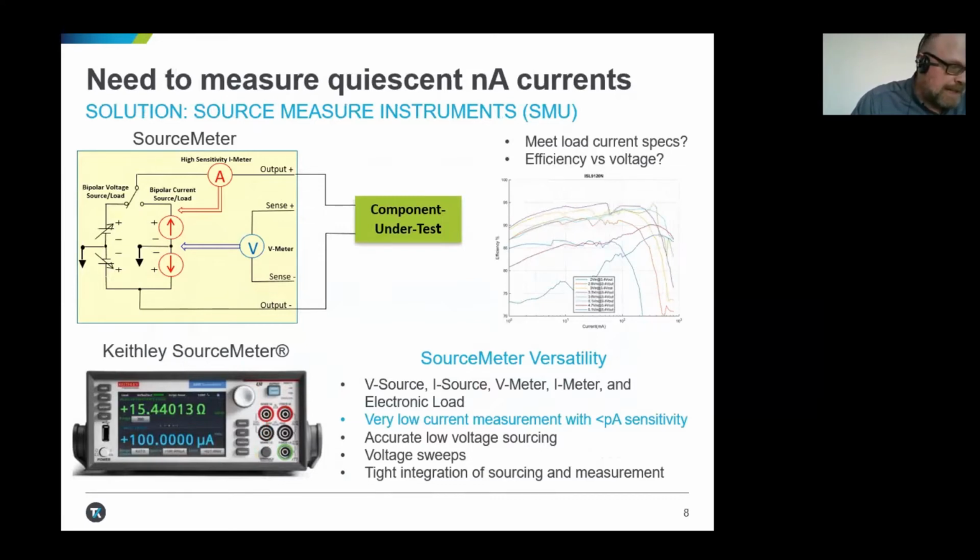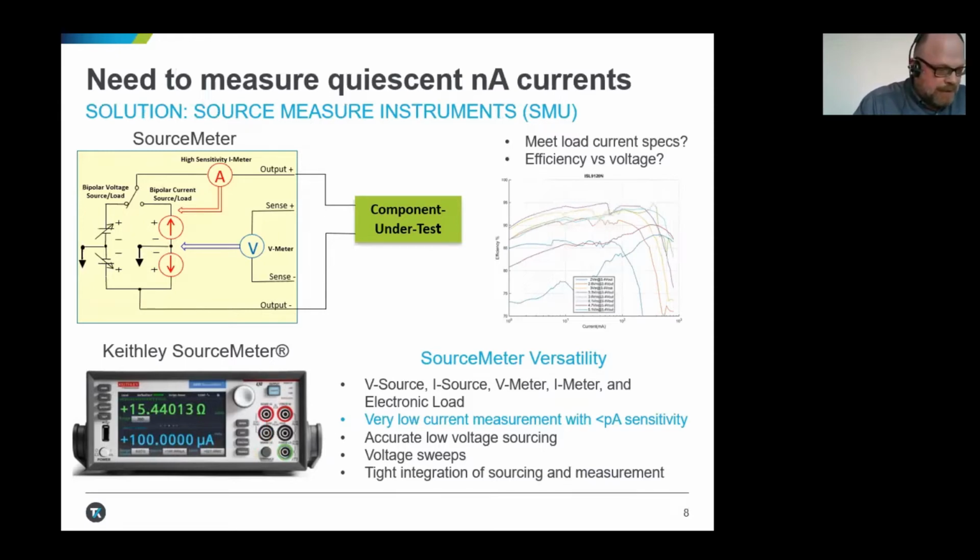A component may behave as shown in the IV plot in the upper right. You've got to be able to measure microamps and nanoamp current levels. These are levels you normally have not encountered in the past, and measuring these levels requires sensitive instrumentation. An instrument that can both source voltage and measure very low currents is a source meter instrument or an SMU. They are very versatile instruments.